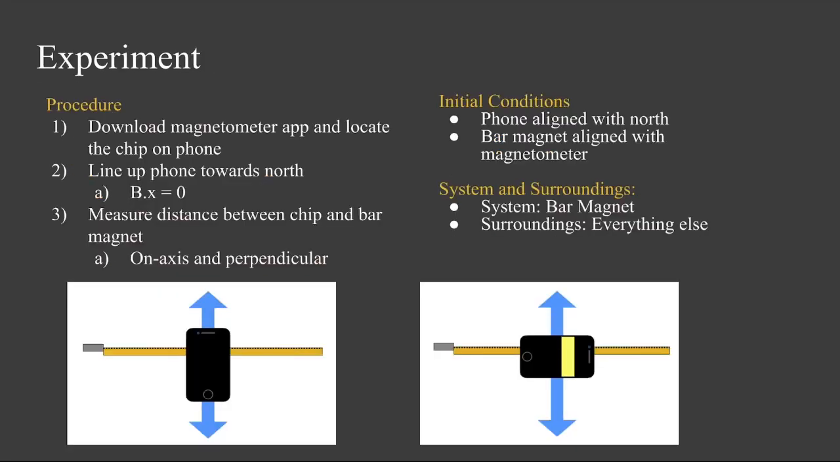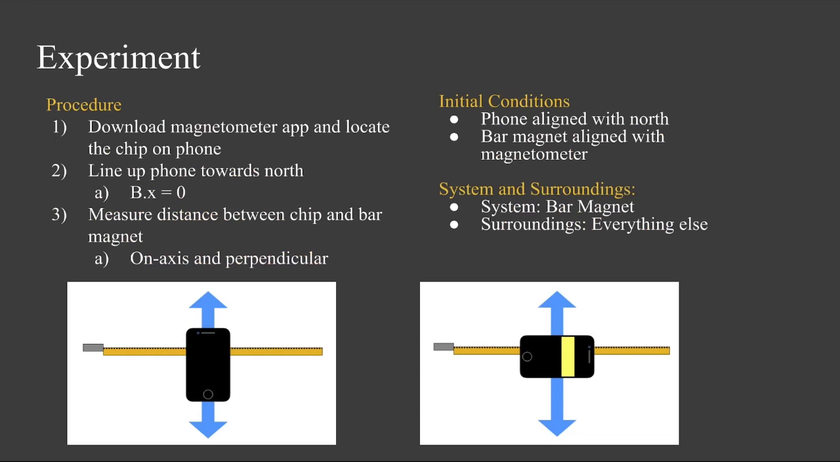The main procedure in this experiment was downloading a magnetometer app on your phone and locating where inside the phone the magnetometer is located. Next, we line up the phone towards north, which can be found by rotating the phone until Bx is 0. Finally, the distance between the chip and the bar magnet was measured in various locations, both on axis, perpendicular, and off axis.